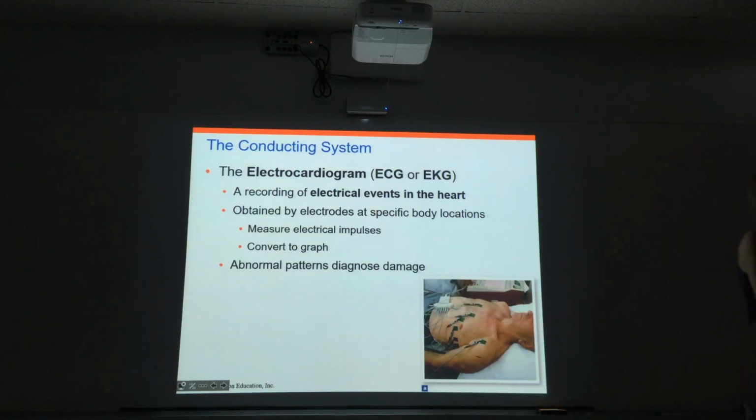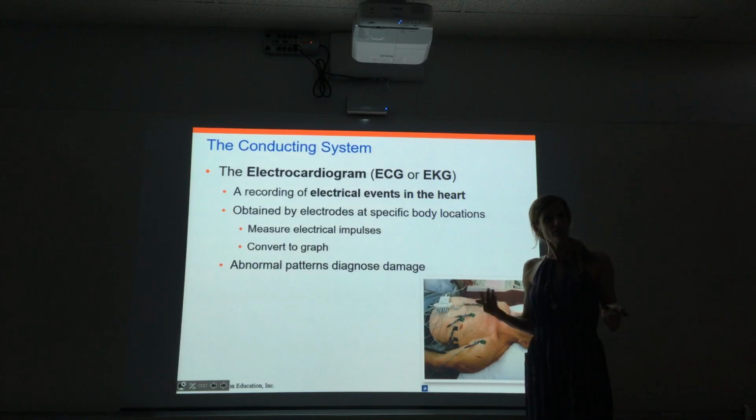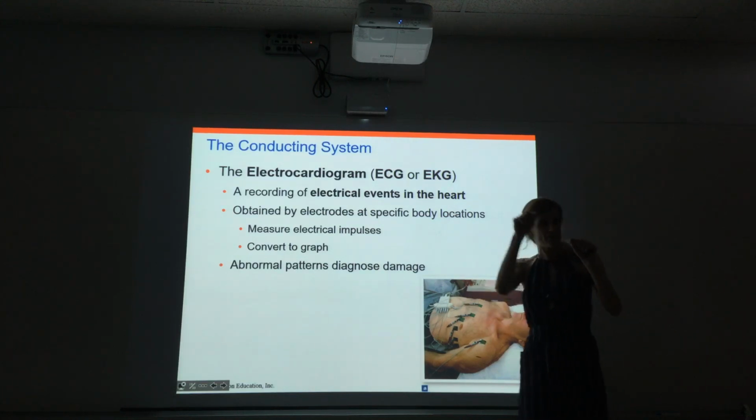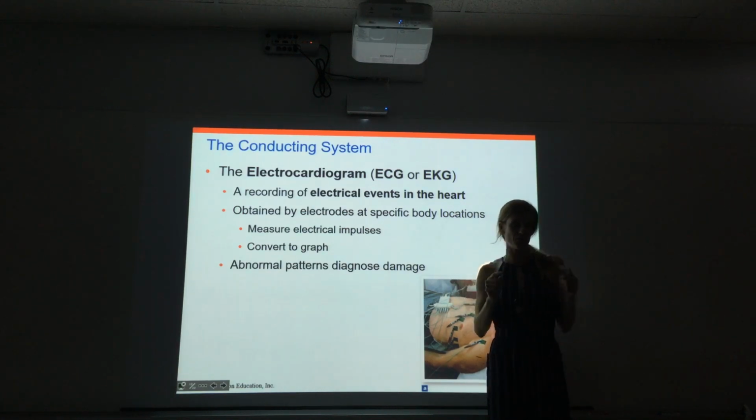When we look at an EKG or an ECG, what happens is we convert that information to an actual graph. And then you can look at the graph. You can look at the different waves. You can look at the size of them to see how big the impulse is. And you can look at the shape of them to see if it's taking the right pathway.